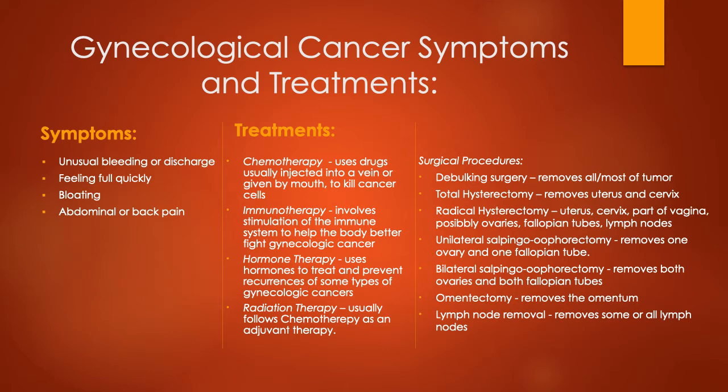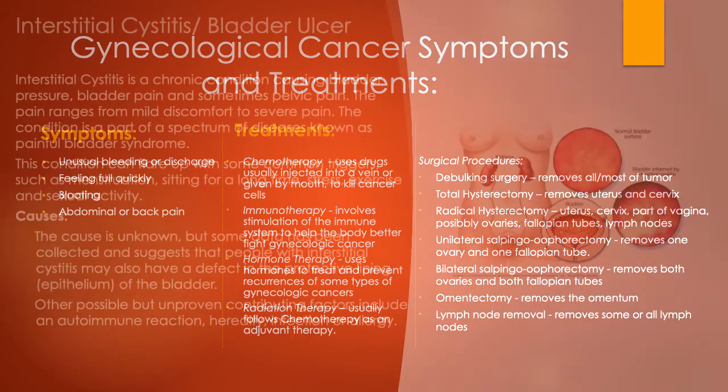So one would be the debulking surgery, which is removal of all or most of the tumor; a total hysterectomy, which would remove the uterus and the cervix; a radical hysterectomy, which would remove the uterus, the cervix, part of the vagina, possibly even the ovaries, fallopian tubes, and the lymph nodes in that area; a unilateral salpingectomy, which removes 1 ovary and 1 fallopian tube; and a bilateral salpingectomy, which removes both ovaries and both fallopian tubes. An omentumectomy removes the omentum, and the lymph node removal would remove some or all of the lymph nodes in that general area.